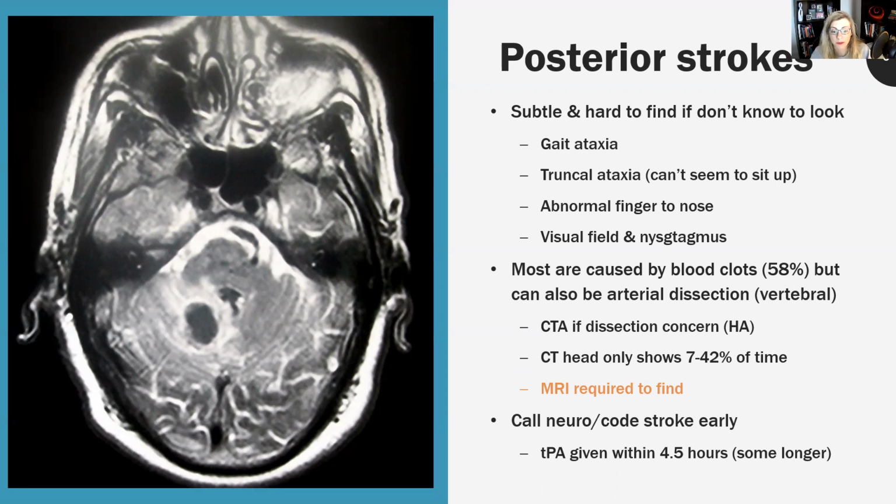That means that if you're suspicious and you think, there's dizziness and there's visual symptoms, and I'm thinking that there's some coordination issues, you should probably go ahead and page out a code stroke, call your neurologist, or initiate a transfer, especially because the TPA rules are giving within 4.5 hours. And some people, according to neurology standards, are trying to make this time longer, specific for posterior stroke, because posterior stroke deficits are so devastating to the patient.